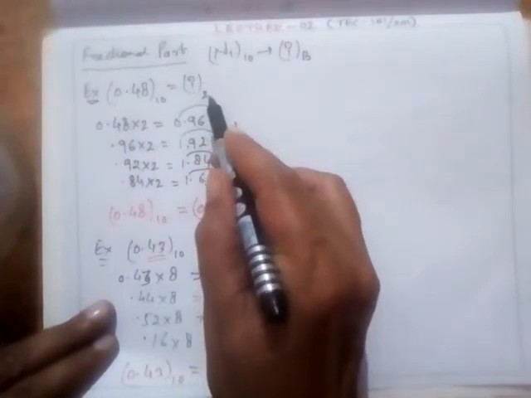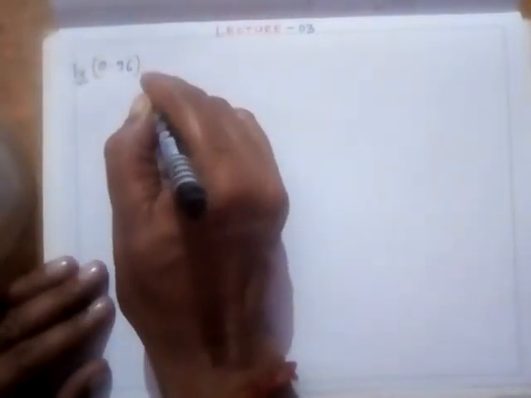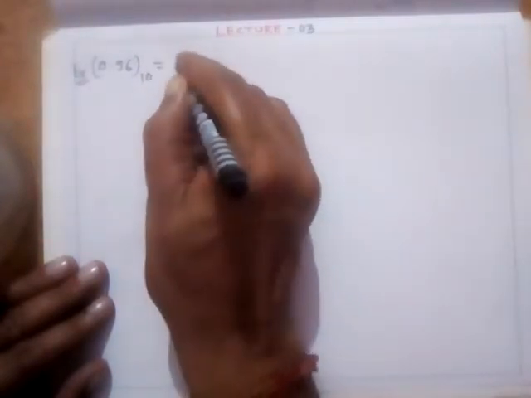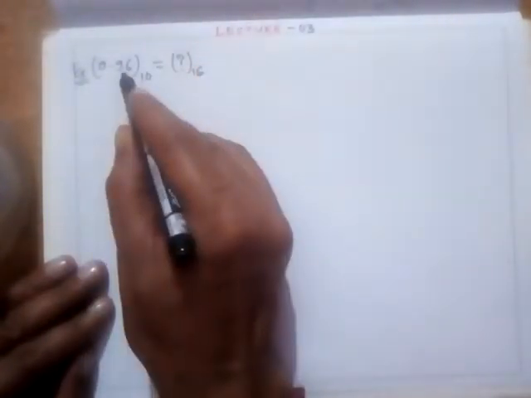Let's take one more example for this fractional part. I have done base 10 into base 2 and base 10 into base 8. Let's take one more problem. Suppose I say there is a problem: 0.96, this is in base 10, and suppose I ask what is the corresponding number in base 16. That is simply a decimal to hexadecimal conversion. So the fractional part is to be converted.